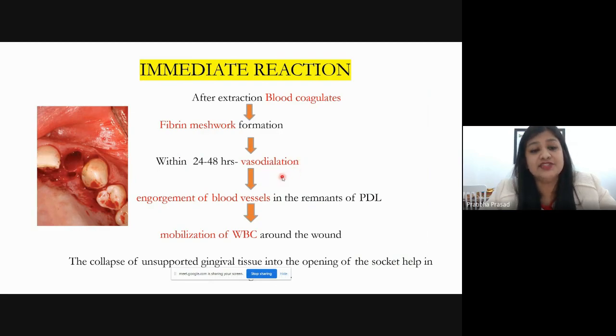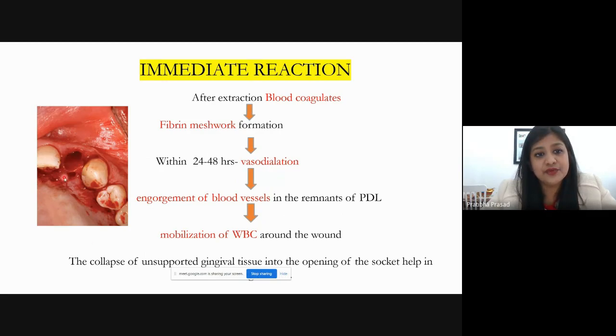There is vasodilation within 2 days because of the engorgement of blood vessels in the remnants of periodontal ligament. You know that whenever the tooth is removed, the attached periodontal ligament fibers are torn, and there are blood vessels in it, and that's what bleeds into this cavity. There is also mobilization of the neutrophils, as we discussed in the soft tissue wound healing.